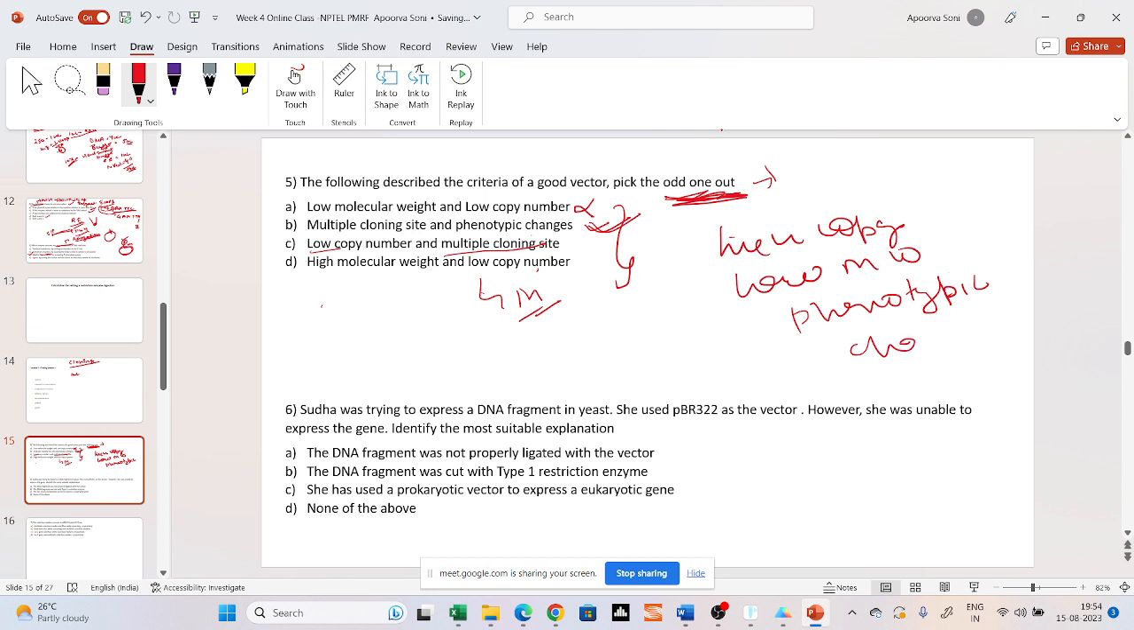It should have some phenotypic changes. And it should have a multiple cloning site, MCS. So the answer here is B.